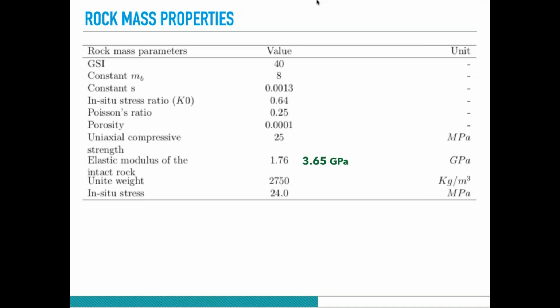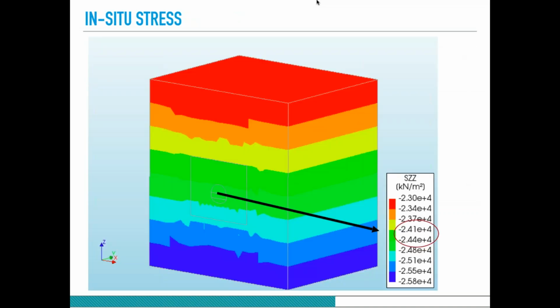For more investigation, I tried to use 2 different elastic moduli of the rock mass. One is 1.76 gigapascal, and the other is 3.65 gigapascal, to figure out how the rock affects the performance of the yielding elements. I mean, if it is stiffer, then how much less deformation we have. And the in situ stress is proved by the first phase output, where we see that it's exactly what we assumed.